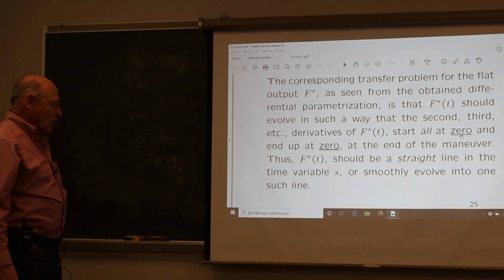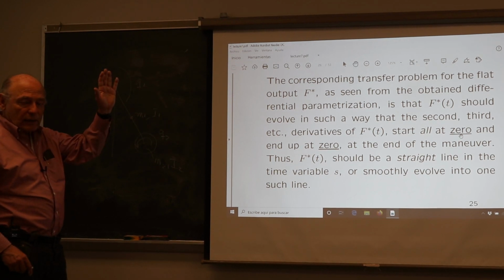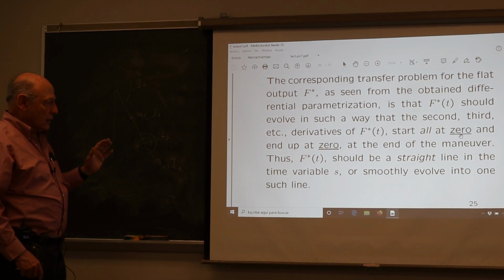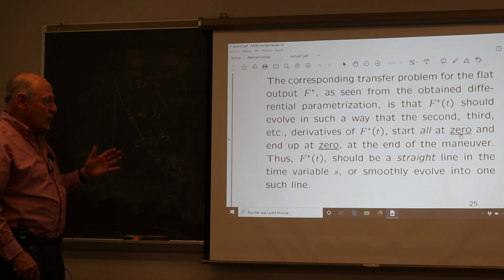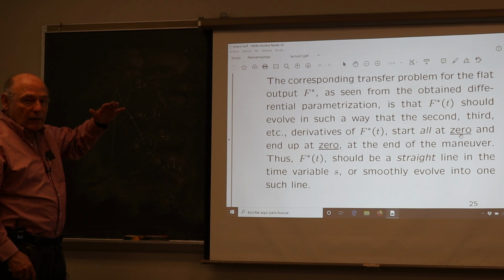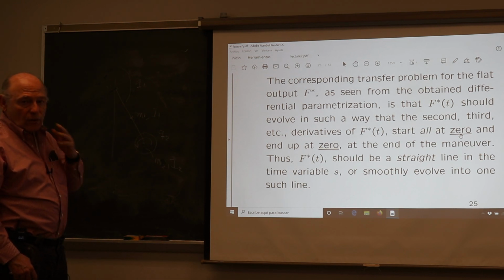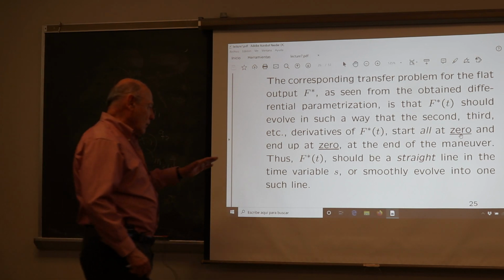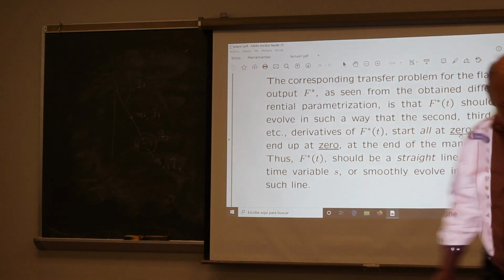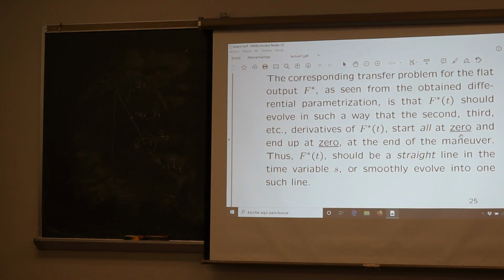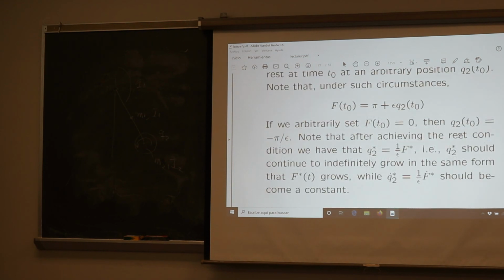So if you propose f to be a straight line, you know that the first derivative is constant, the second derivative is 0. So the acceleration of those things will be 0, and this first derivative, which is a constant, can be brought to 0 too. So this is what we plan. We plan a sort of a straight line. That's what we're after for the flat output, an indefinite straight line.